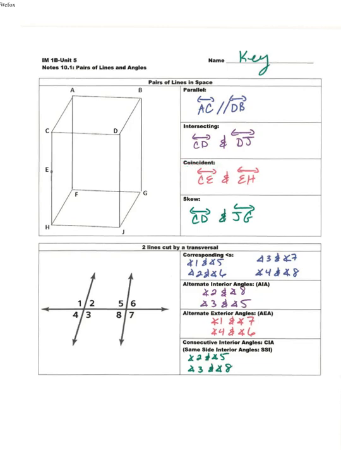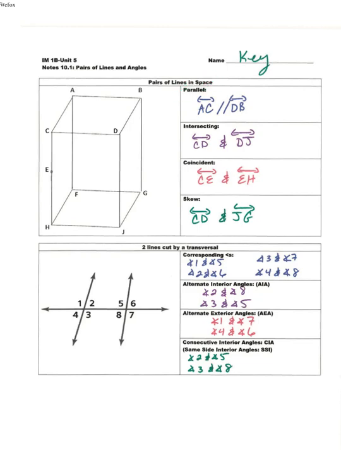Coincident. This actually just means they're the same line. This is what happens when we're graphing and we get infinite solutions, because when you graph them, they end up being the same line. So line CE is right here, and line EH is right here. So if you extend and put arrows, they're actually the same line. So those two lines are called coincident. And they are also coplanar.